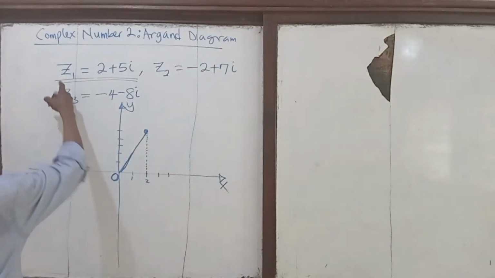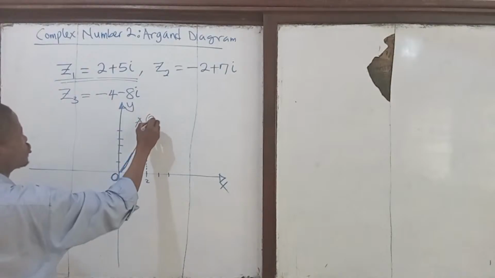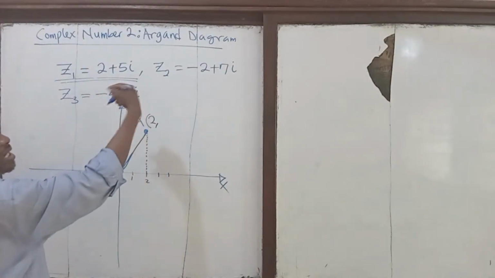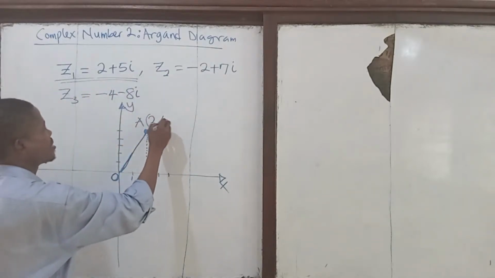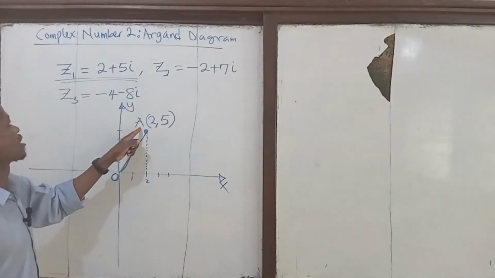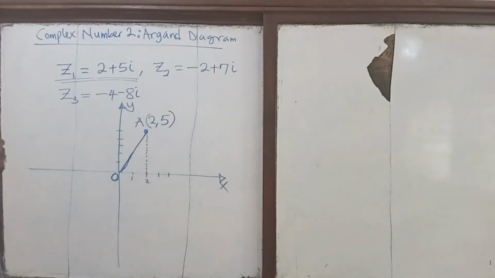Let's call that z1 as point A. Put the coefficient, the real part, that's 2. The imaginary part is the coefficient of i, and then you put 5 there. So complex number z1 is 2, 5, and we have done that.